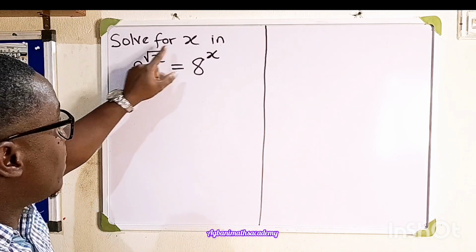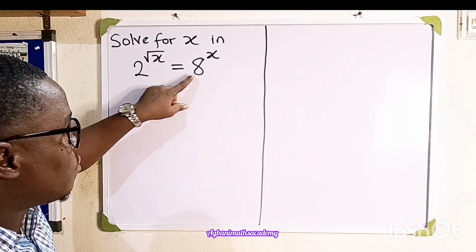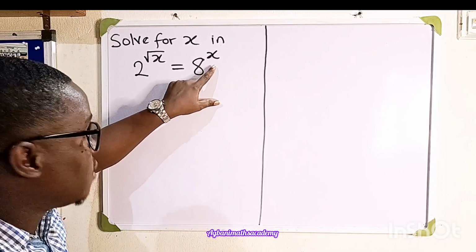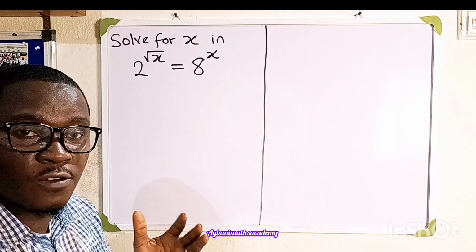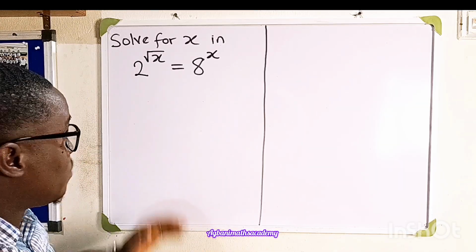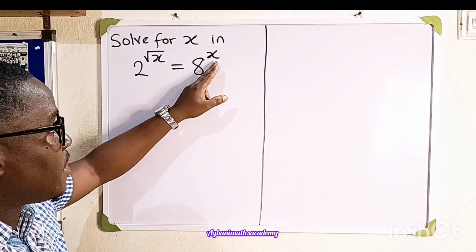We're told to solve for x in 2 to the power of square root of x is equal to 8 to the power of x. So this is a simple algebraic equation that we can solve using laws of indices. So let's look at the equation carefully. We have 2 to the power of square root of x is equal to 8 to the power of x.